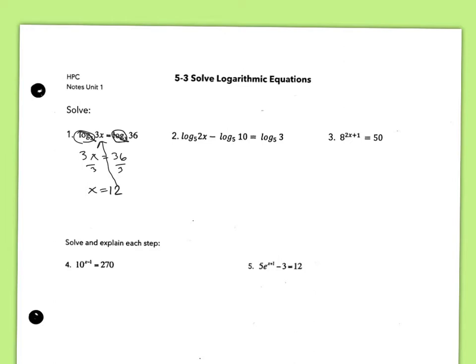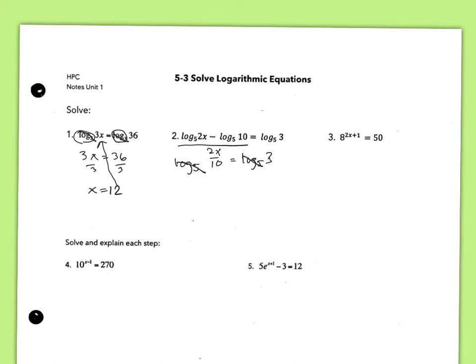In a problem like number 2, don't just be quick to get rid of this. Think about your logarithm rules. Subtracting is dividing. So let's write this as a single logarithm. Log base 5 of 2x over 10 is equal to log base 5 of 3. If you would have left that a subtraction problem, it would have been incorrect because we're not subtracting.